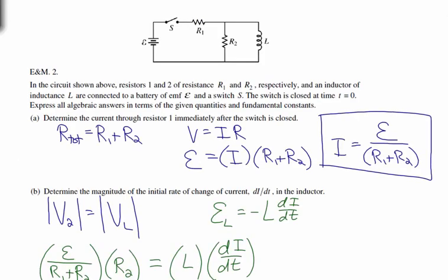So if we go back and look at this, we said that at the beginning, the inductor acts like an open circuit. No current flows through it at the beginning. But we said that after a long time, when we're trying to have current flowing through it, after a long time it acts just like a wire. It has zero resistance.